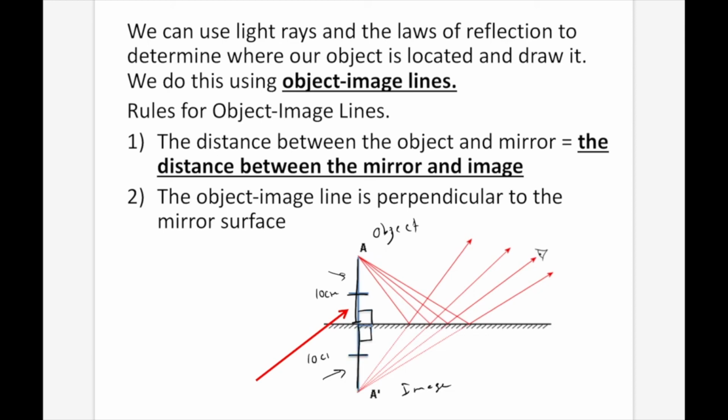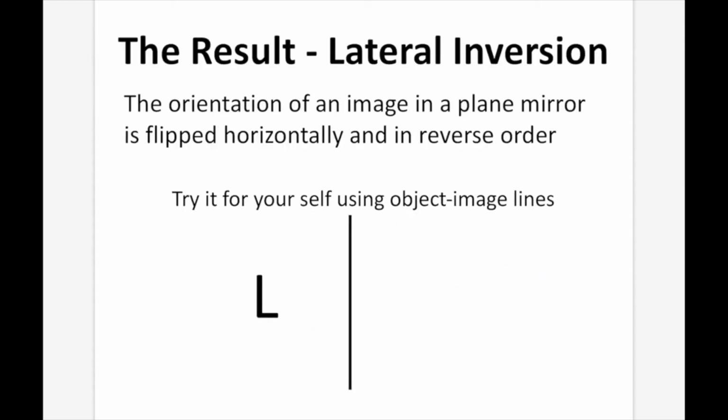Again, make it 10 centimeters. And we're going to draw our image on the other side. And that's how we're going to be able to locate our image using object image lines. Now, the result of using a plane mirror and object image lines to find that image is we're going to get lateral inversion. Now, lateral inversion is when the orientation of an image in a plane mirror is flipped horizontally and in reverse order. So try it for yourself using the object image lines we talked about.